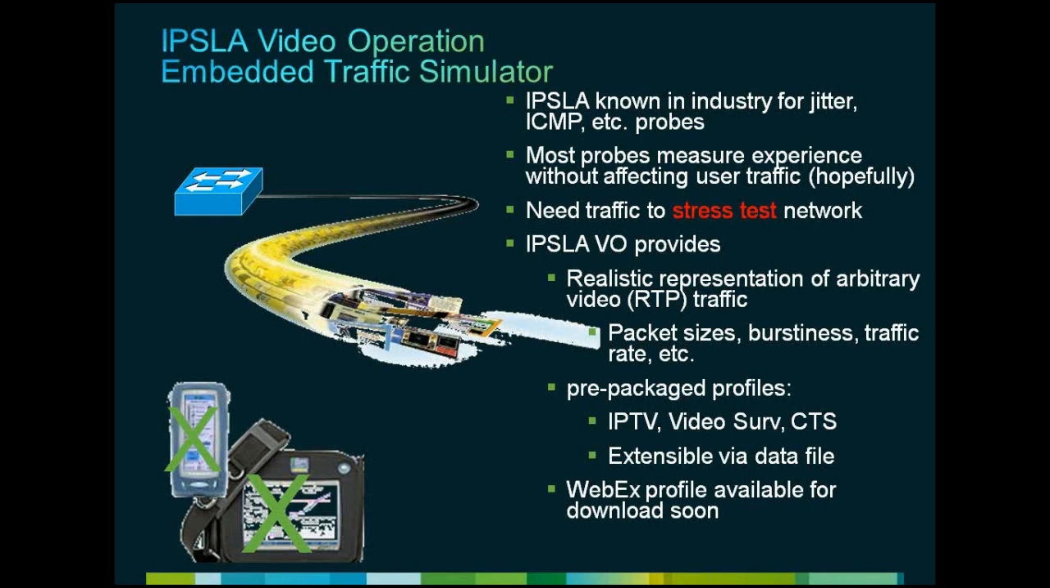Most probes measure the experience without affecting the user traffic. So you can test your network before an event. Right now everything's fine, but once you actually have all these videos running on the network, it may not be fine. So you want to be able to inject that traffic and simulate it. The routers and switches that support this feature come with prepackaged profiles for IPTV, video surveillance and CTS. It can be extended via a data file, and we're going to have a WebEx profile available soon for download as well.